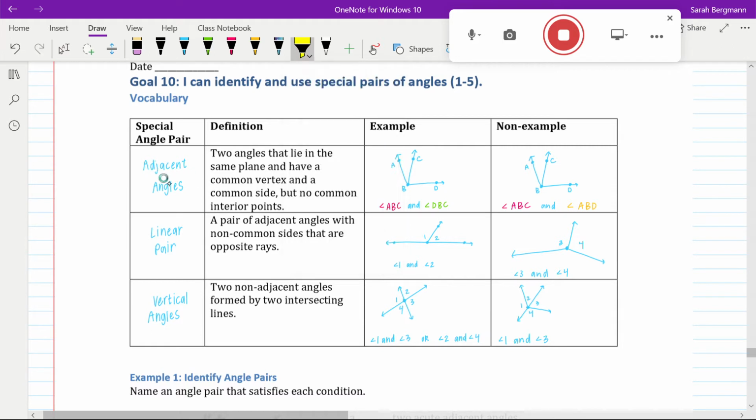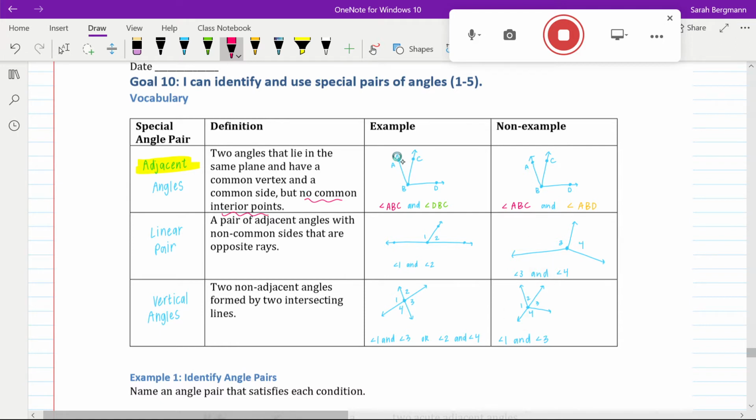The first special pair of angles are called adjacent angles. Remember, the word adjacent means next to. So basically, they're 2 angles that lie in the same plane. They have a common vertex and a common side, but no common interior points. So basically, they don't overlap. When they say they have no common interior points, the angles cannot overlap.